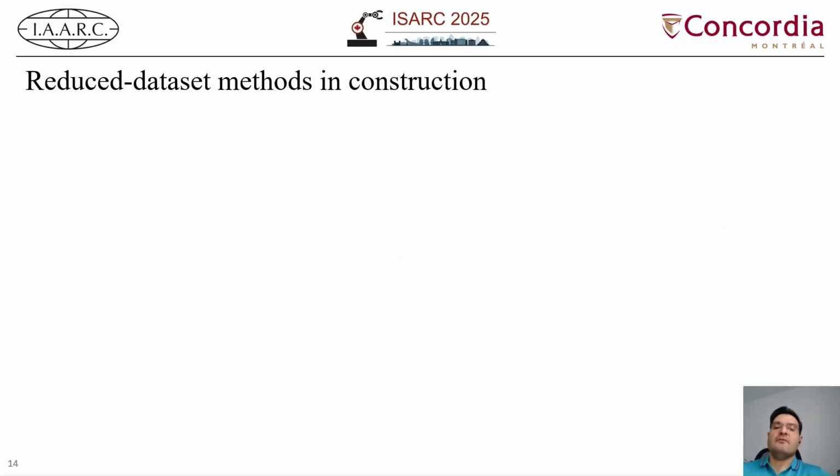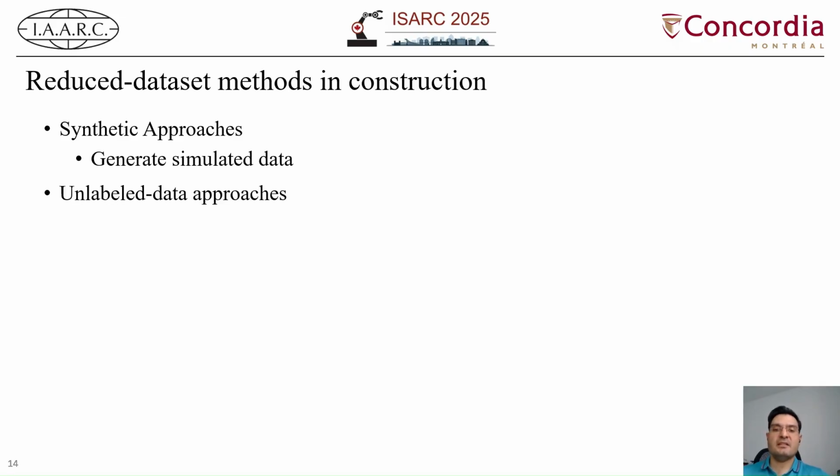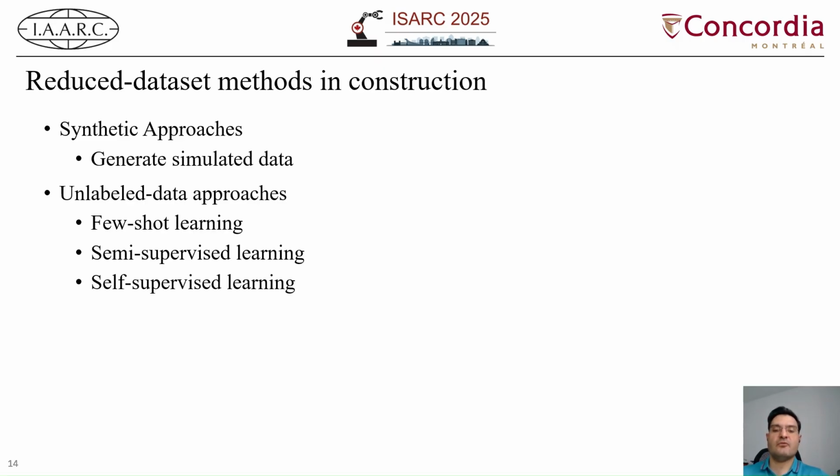So far, I've only reviewed the state-of-the-art supervised methods. However, as I mentioned earlier, providing annotated data is also one of the main existing challenges. Reduced dataset methods that try to address this issue can generally be divided into two categories. The first category are the synthetic methods that generate simulated data for training, and the second category are methods that use unlabeled data for training, that include approaches like few-shot learning, semi-supervised learning, and self-supervised learning.